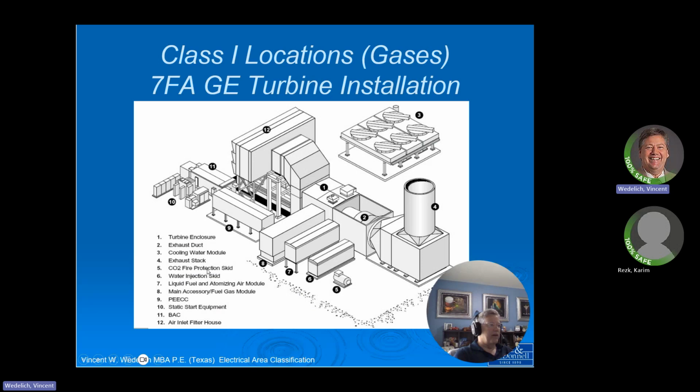Five is your CO2 fire protection skid. You've got a water injection skid. You've got a liquid fuel atomizing air mixed module. Seven is probably your natural gas, propane, the main accessory fuel gas module. Eight, right? So between these two, there are definitely some issues there.